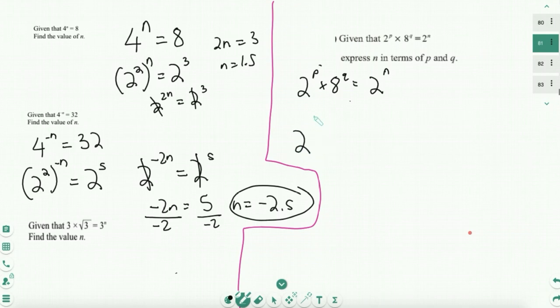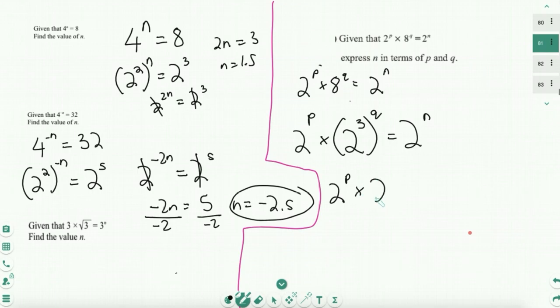So our first term can stay the same, 2 to the power of p, times 8. We have to write 8 as a power of 2. 8 is basically 2 to the power of 3, and that's being powered by q, is equal to 2 to the power of n. Let's simplify this middle term. Inside, outside, we multiply. So 2 to the power of p times 2 to the power of 3q equals 2 to the power of n. Now the bases are the same. Now we can multiply the terms. Whenever we're multiplying indices, we add up the indices.